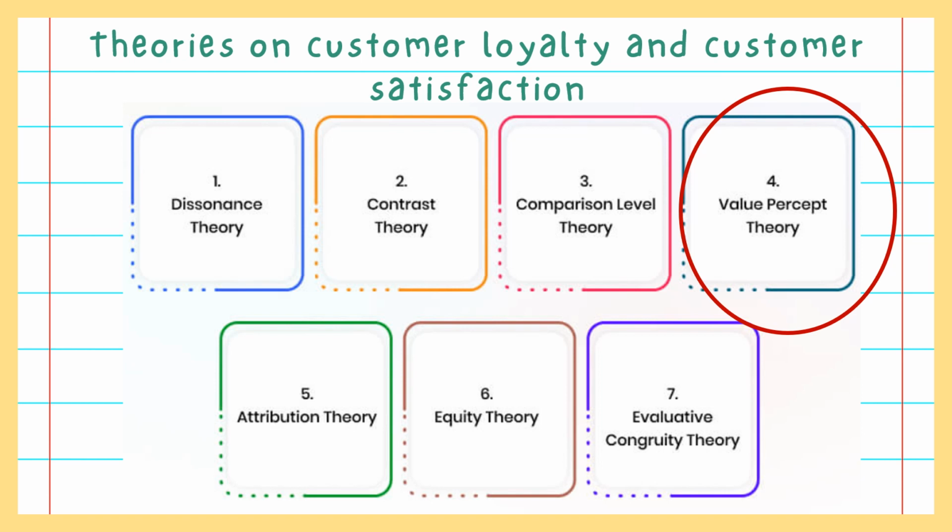Now that you have identified that the main focus of your study would be customer loyalty and customer satisfaction, it's time to look for available theories on these topics. As you can see on the screen, there are at least 7 available theories on customer loyalty and customer satisfaction. As you study the theories in depth, you found out that among the theories available, value percept, the one with the circle, is a popular theory on customer satisfaction.